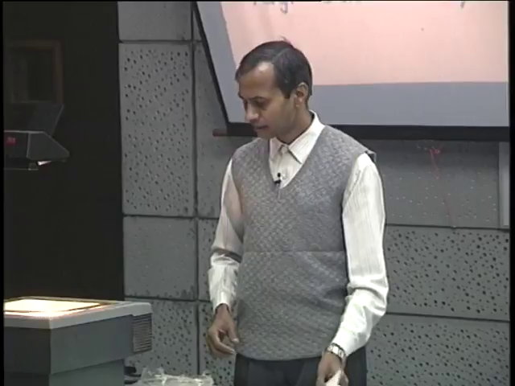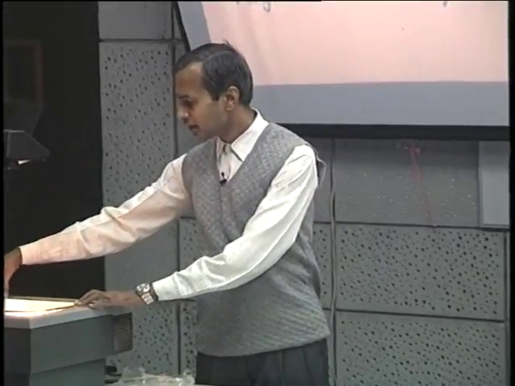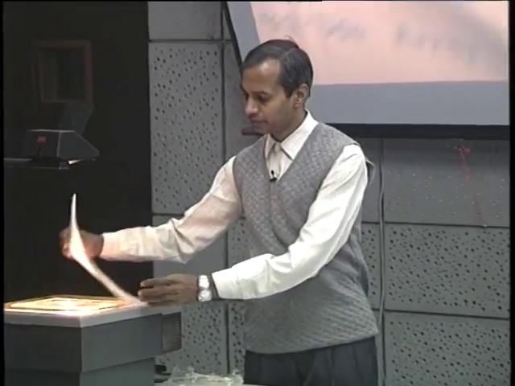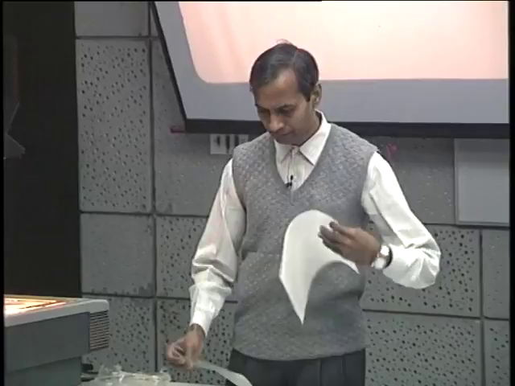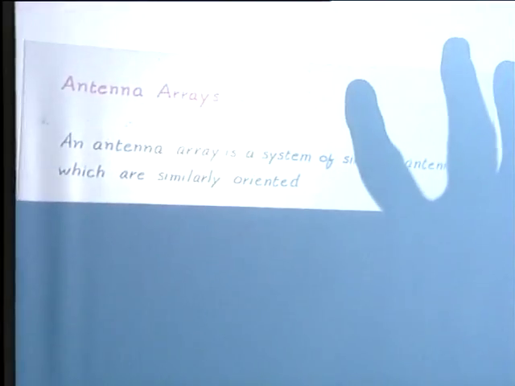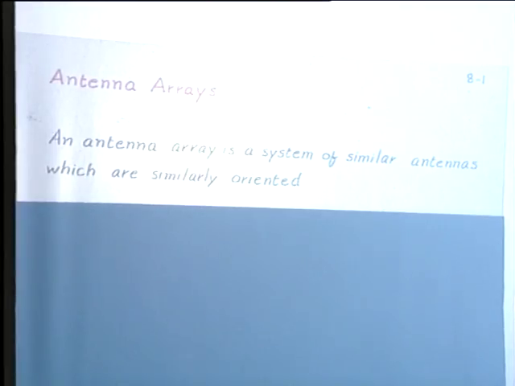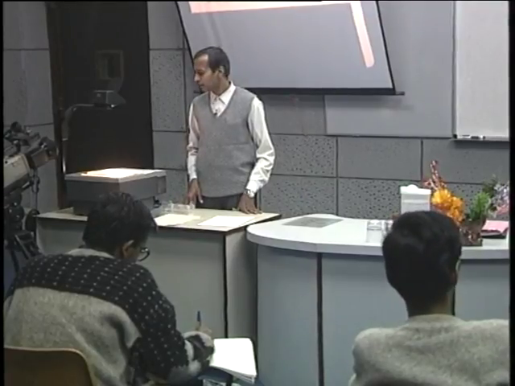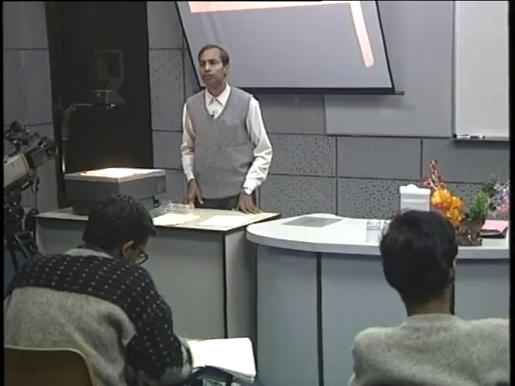Before we plunge into discussing the behavior of two element arrays, it will be useful to consider first what arrays are and then why one may need to use arrays. An antenna array is a system of similar antennas which are similarly oriented. That is, very simply put, an array. There could be minor differences in the elements of an array, as we will see in the example of the Yagi-Uda array, but otherwise, by definition, an antenna array is a system of similar antennas which are similarly oriented.